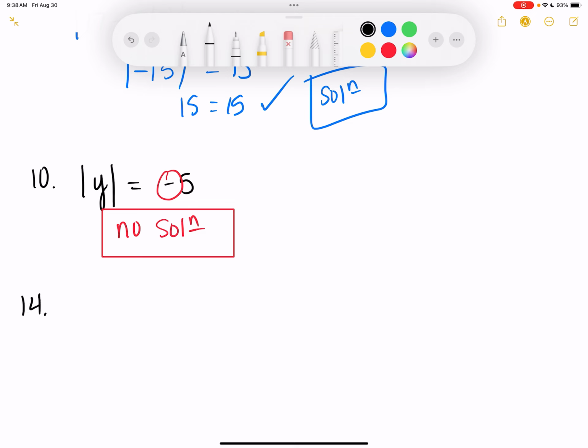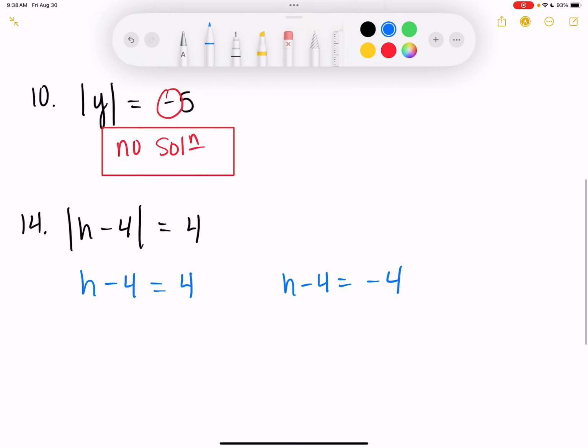All right, something we actually can solve. Number 14, the absolute value of h minus 4 equals 4. When I have an absolute value problem, how many problems do I have? 2. So I copy one of them down exactly. So h minus 4 equals 4. The other one, we set whatever it's equal to and change the sign of it, so h minus 4 equals negative 4, and I solve.